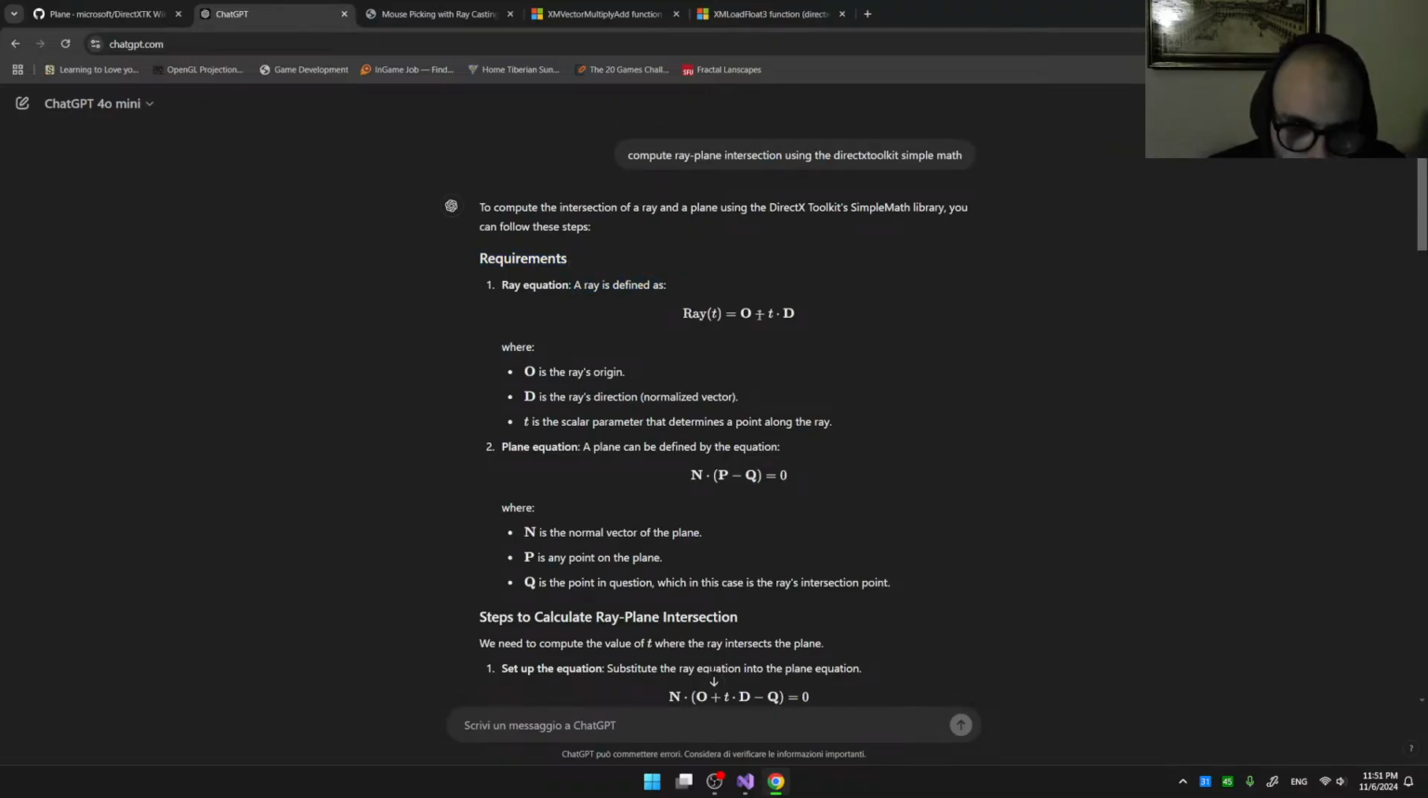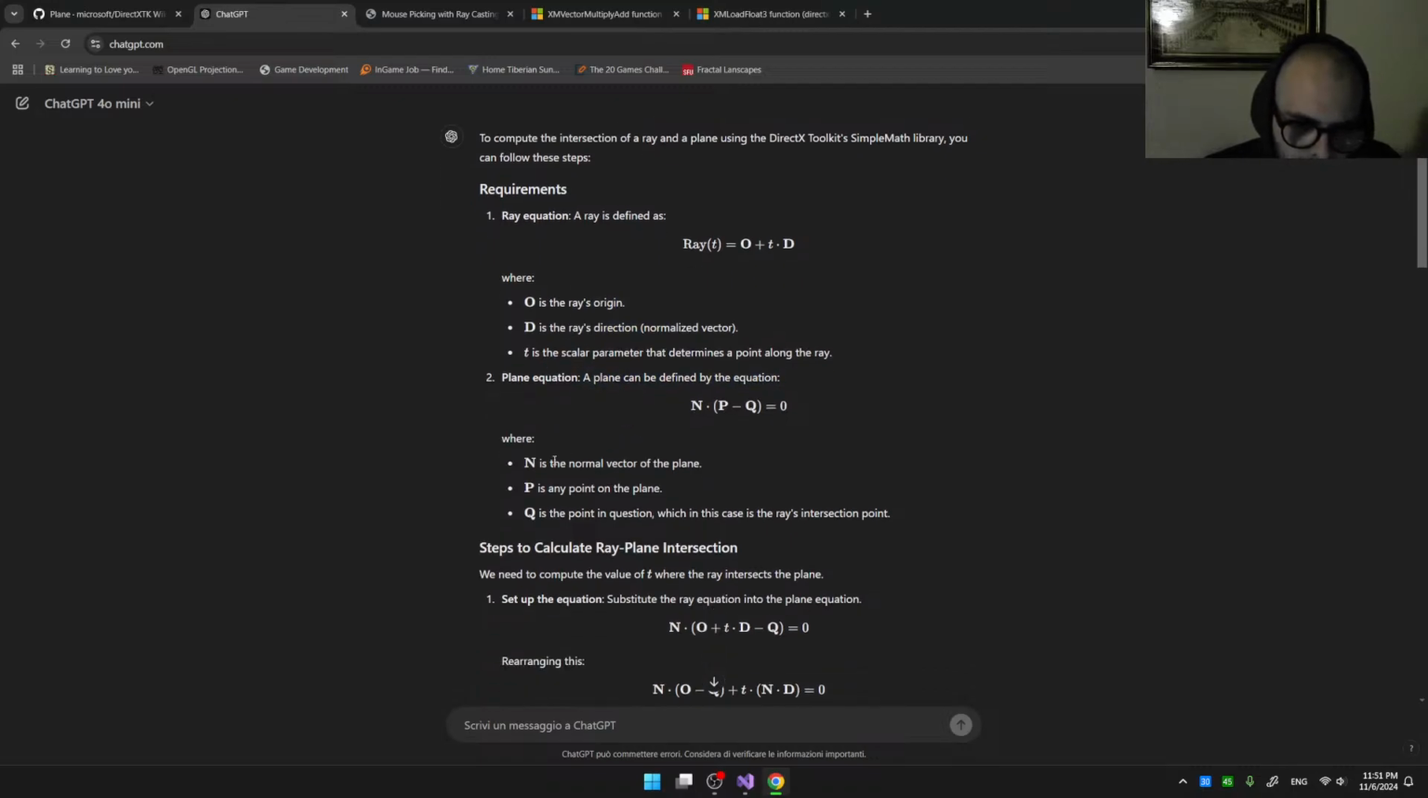So the ray is point plus direction, this is the parametric form. The plane, on the other hand, is in the form of a normal, so this is the normal dot product.